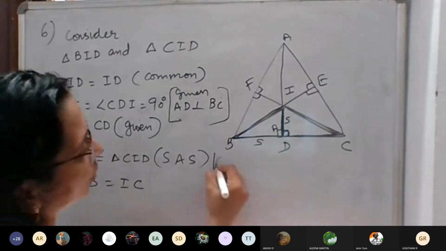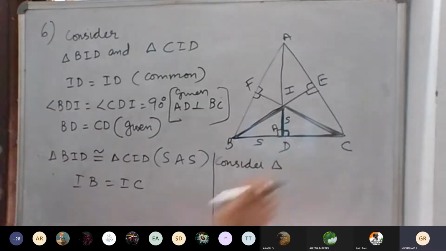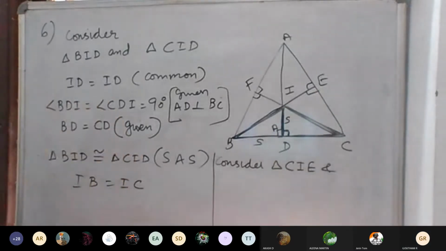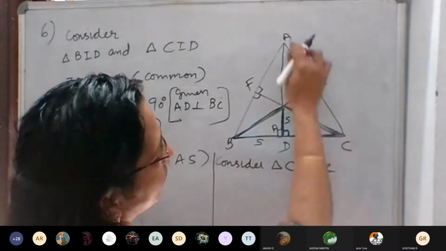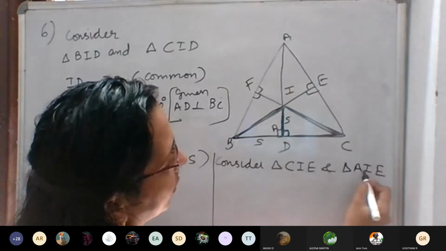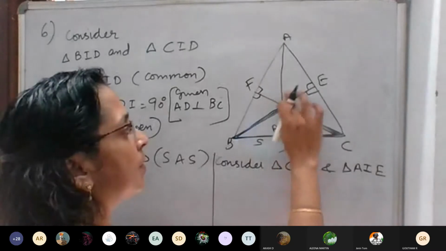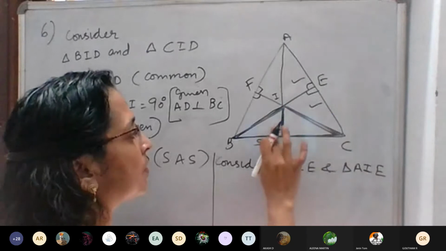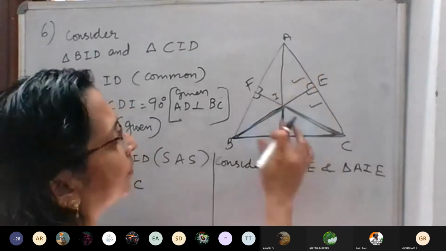So consider, next one what? Consider triangle CIE and AIE. C started, so we want to start from A. Triangle AIE and CIE. So we are considering these two triangles. Now don't bother about this one, that is completed. Now we are considering these two triangles.